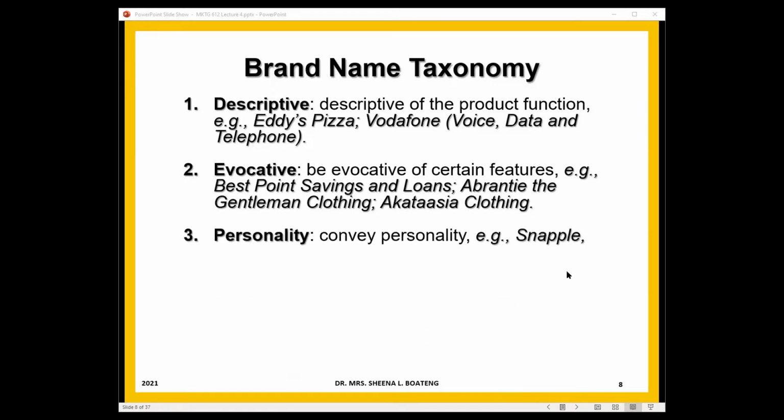Next, we can talk about personality-wise, right? And this is where the brand name is just meant to convey personality. And Snapple is a typical example. Snapple is a brand name that is meant to convey a personality of excitement and energy. Right? Any other examples of brands that connote personality traits?